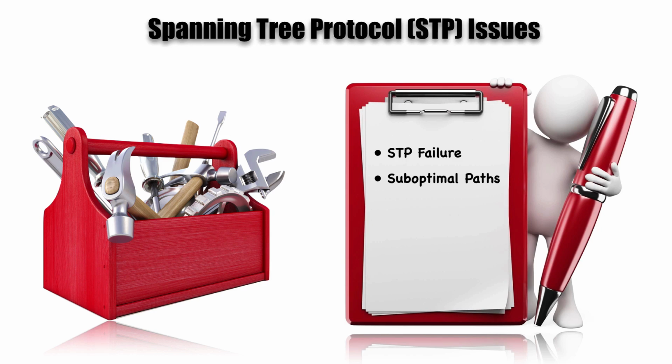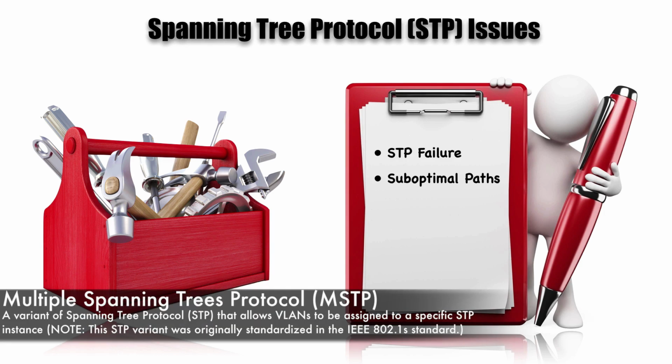And if you have lots of VLANs, maybe you don't want to run an instance of Spanning Tree Protocol for each and every VLAN. Well, Cisco allows us to do something called MSTP. We can run multiple Spanning Trees Protocol. With multiple Spanning Trees Protocol, which by the way is sometimes written as MST for multiple Spanning Tree Protocol, if we're running that, we can define instances of Spanning Tree.